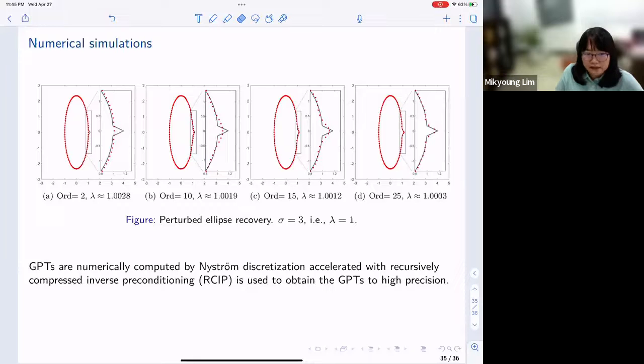If you see that by using GPT values up to order 2, then we just have an equivalent ellipse, and having more values, in that case, we have sufficiently many GPT values, then it catches this corner shape actually. And the lambda is 1, and using more GPT values, we can reconstruct the sigma very well.